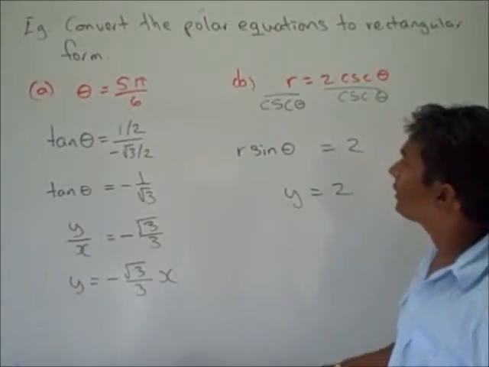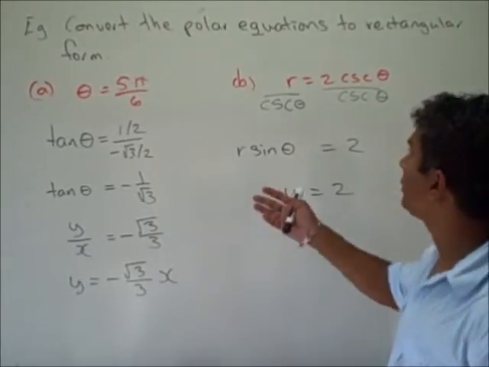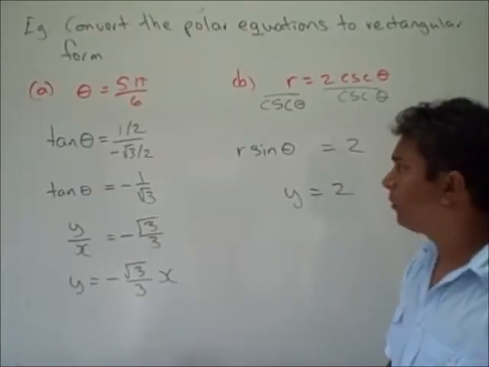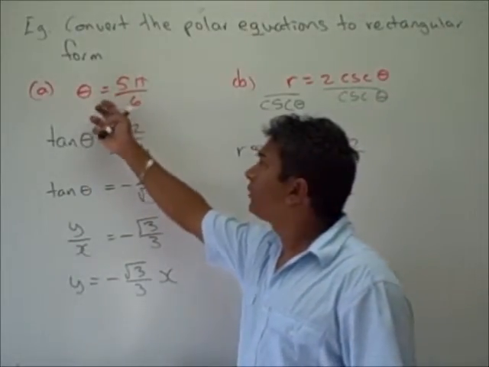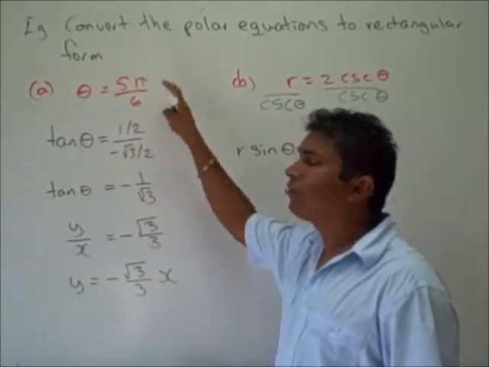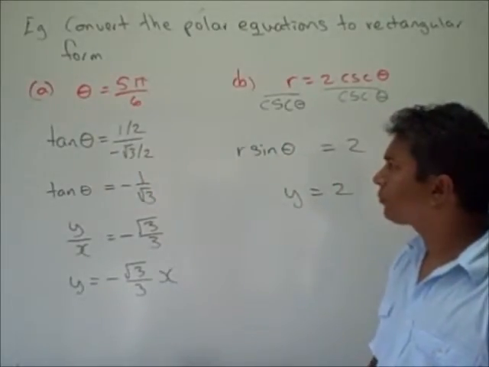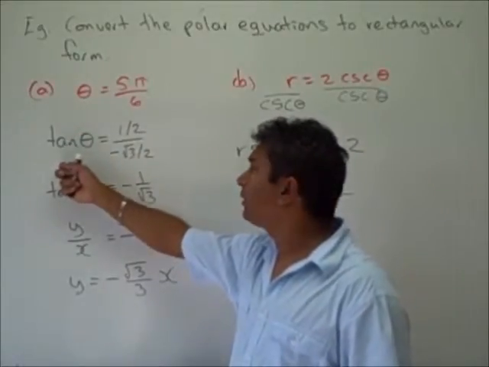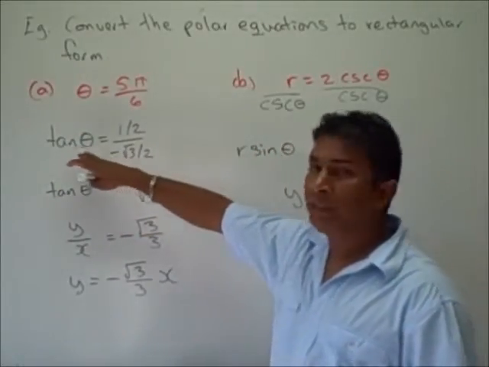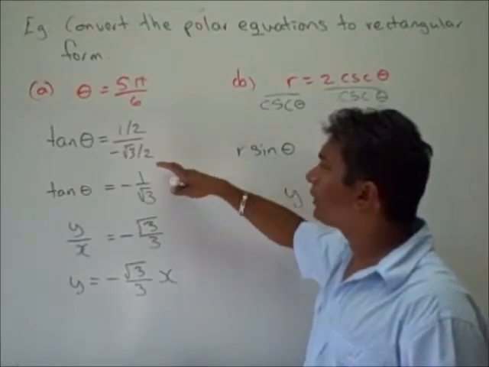Here are two additional examples of converting polar equations to a rectangular form. This time we're given a polar equation in terms of theta. Here theta is equal to 5 pi over 6. If we take the tangent of both sides, we get tan theta on this side, and we know tan theta is equal to sine theta over cosine theta.